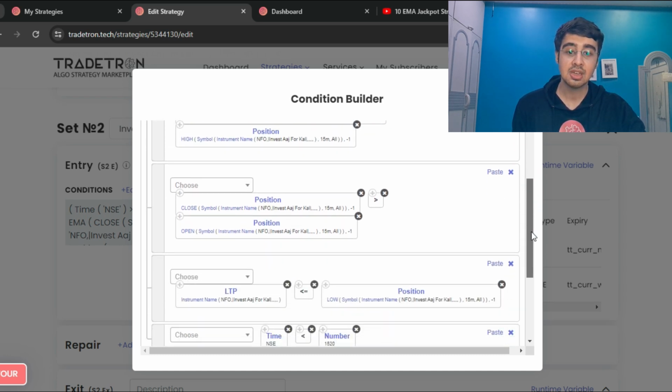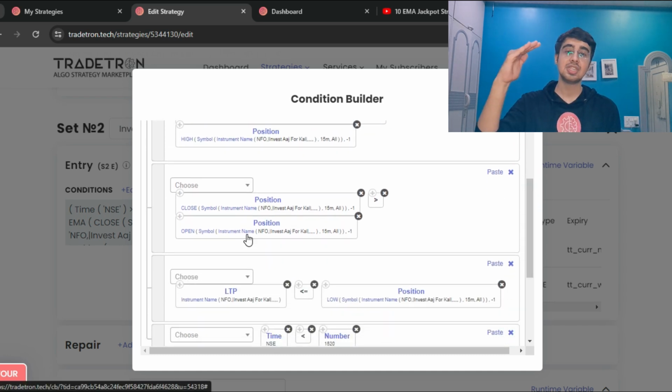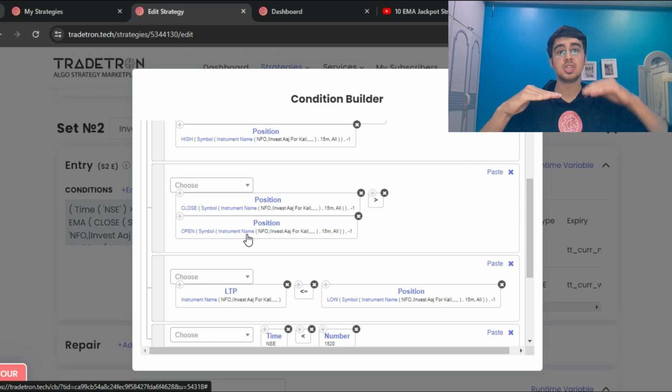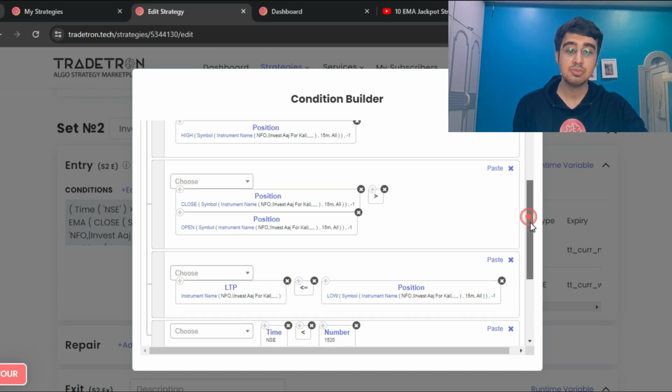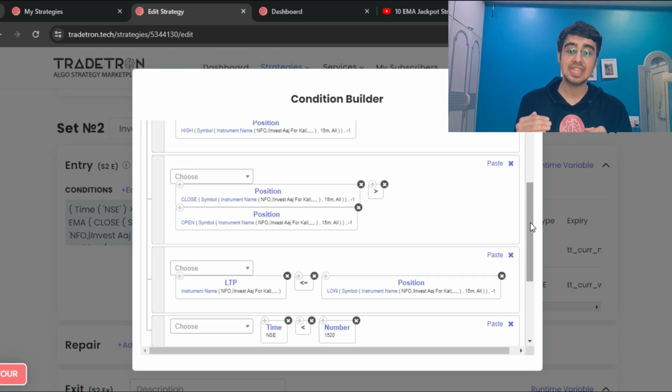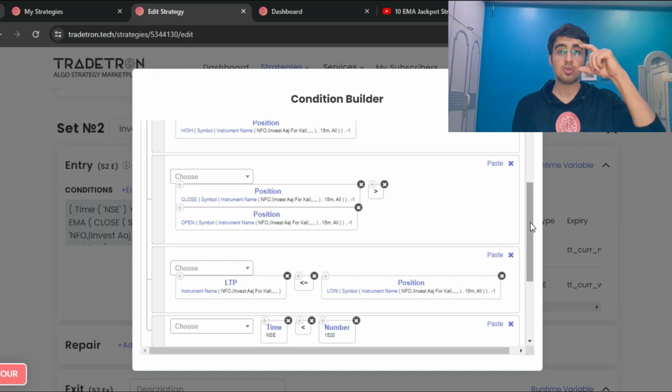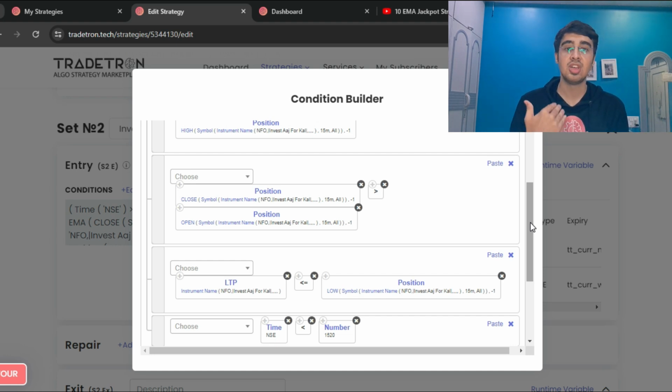The next thing I'm checking is that my close has to be more than my open. So if my close is here, open is here, this means it's a green candle. So I'm checking for a green candle, and then finally I'm checking that the LTP is less than the low of that particular green candle. So if it was a green candle and the LTP is less than the low of the green candle, which means that it tried to break out above the EMA line, but it failed, and now the price is going down, in that case I am taking a trade.